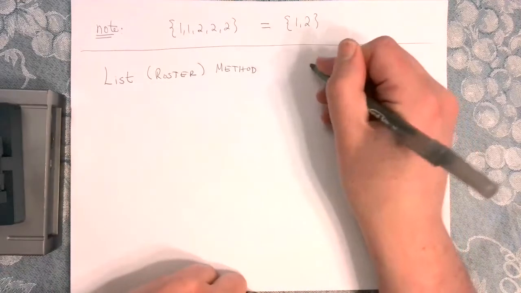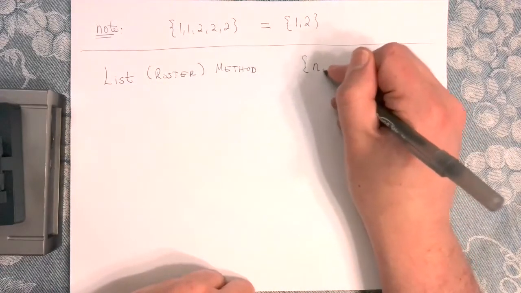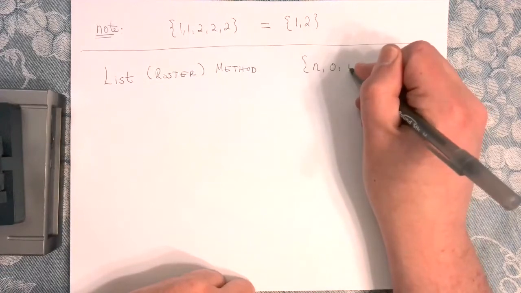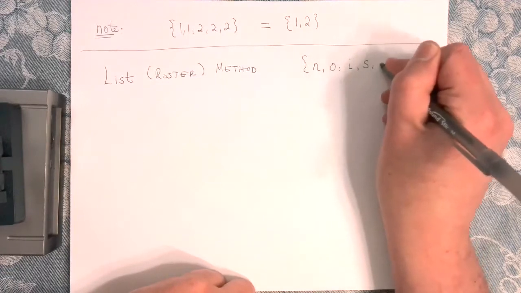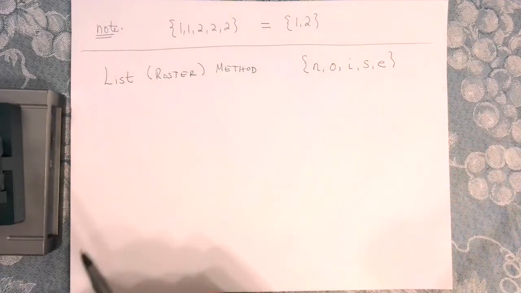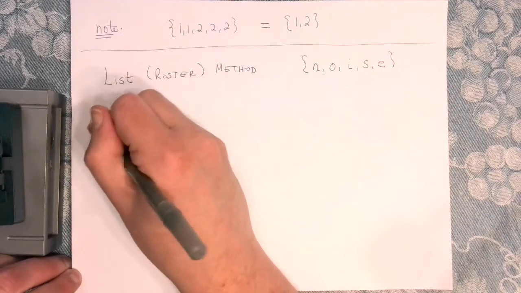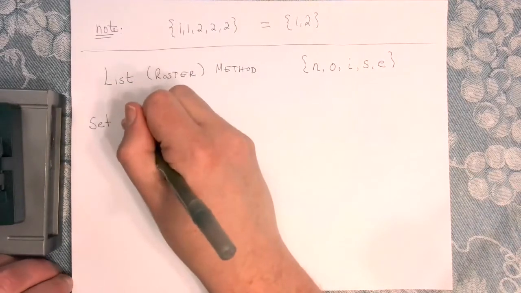So for example, let's say I've got the set containing the following letters: N, O, I, S, and E. So this is a 5-element set. Another way to describe the same set is with the set builder notation, which can be very handy.